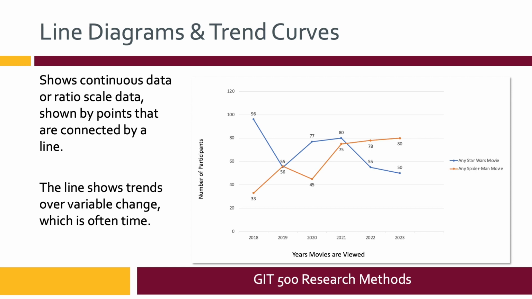This chart actually has two variables. And you can see there's a legend on the right that says any Star Wars movie and any Spider-Man movie. So it's showing two different variables, and actually it has three variables because it's the number of participants, the years that movies are viewed, and then the third variable is what type of movie. So any Star Wars movie or any Spider-Man movie. So you can see how they compare to each other. You don't have to have that third variable. Two variables is actually fine, but this one shows how you can do that.